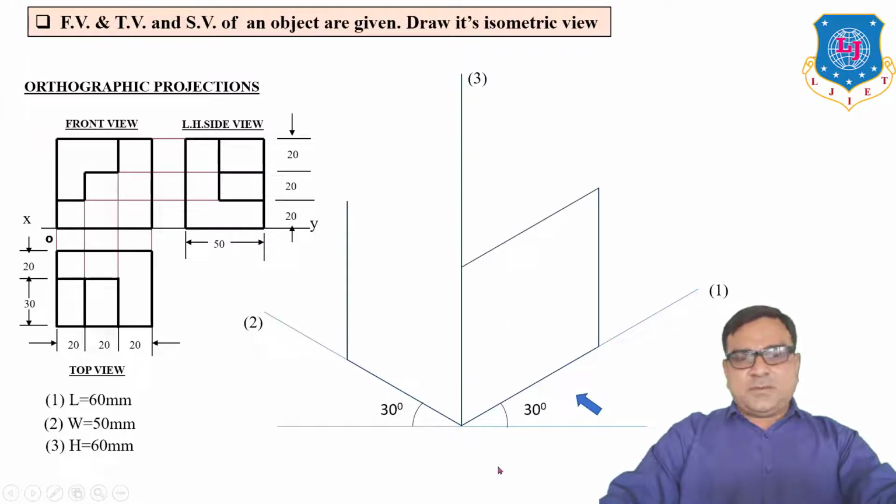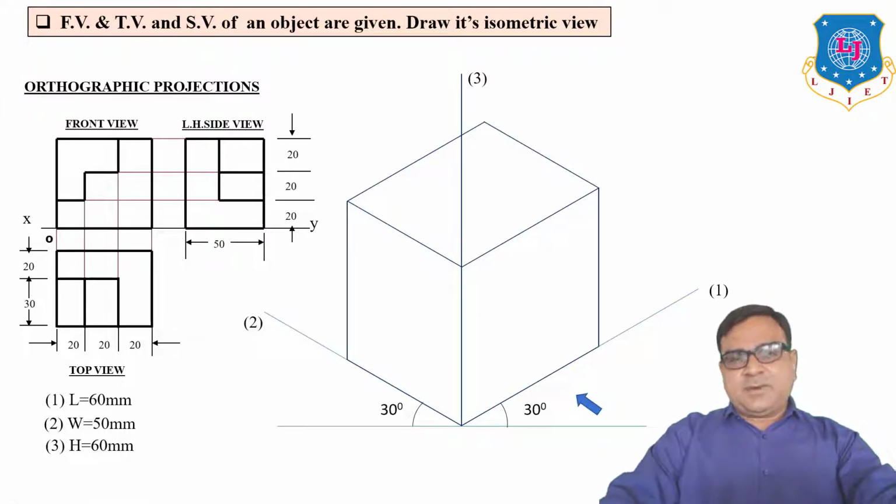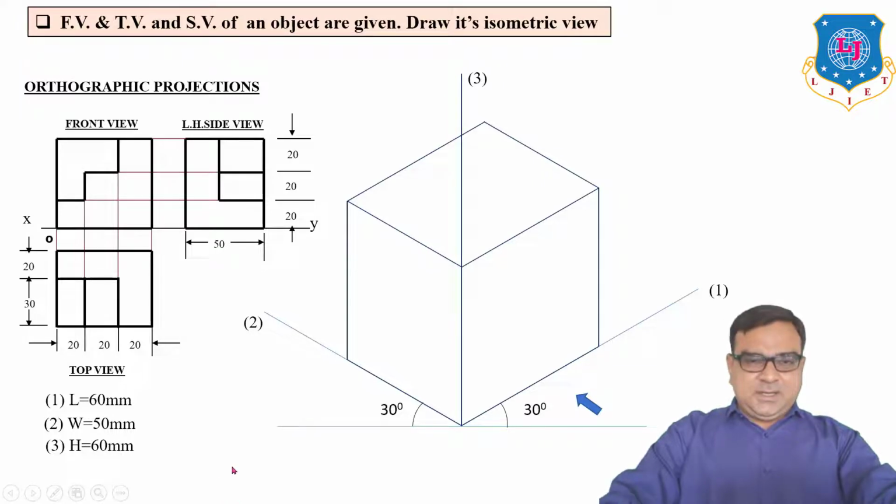Now draw one line parallel to line number 1, meaning length. From this point draw one line parallel to line number 2, width. From this line again draw parallel to length, and this line parallel to width. Before drawing, we have to prepare one box of length, width and height. So this is the border of our object.